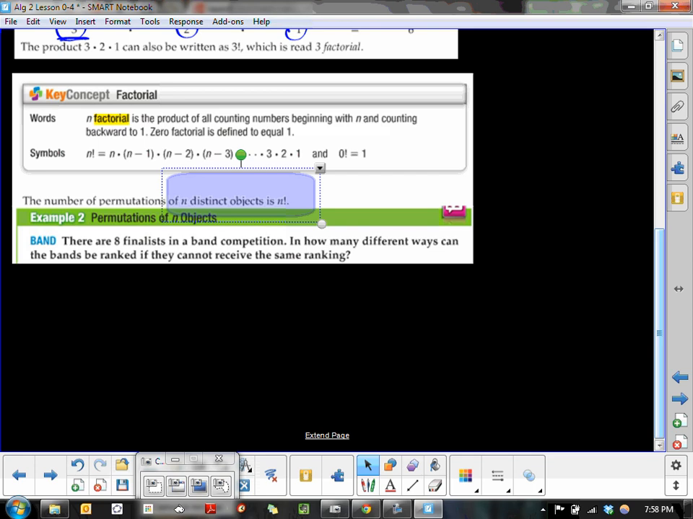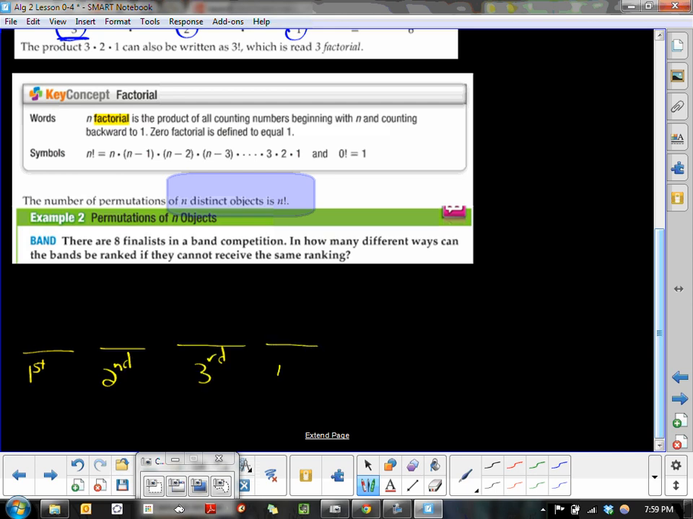So we have 8 bands. There are 8 distinct bands. They can come in 8 different orders. So what we want to do is rank them. We want to identify who gets first place, who gets second place, who gets third place, and so on. So we're going to keep making this list.